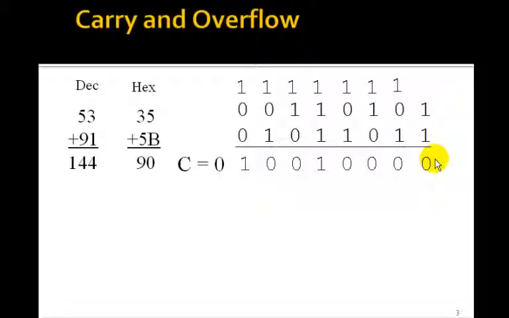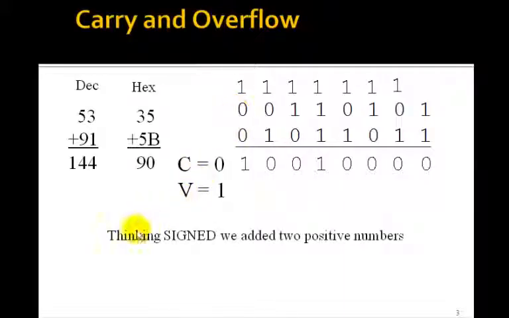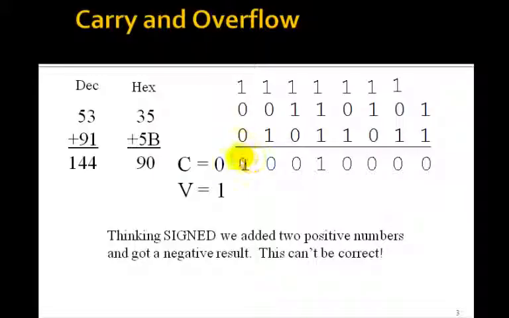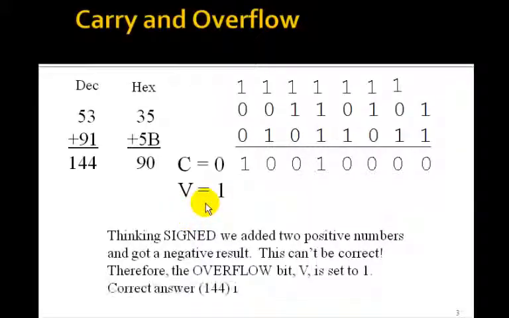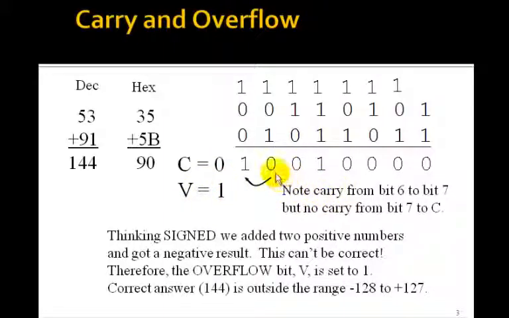But what about the overflow bit? Well, in this case, the overflow bit will be correct because look what we've done. Thinking signed, if we think of these as signed numbers, we've added 2 positive numbers. This number and this number, they're positive numbers. Sign bit is 0. And we got a negative result. Well, that can't be correct, so the overflow bit is set to 1. The correct answer, which is 144, is outside the signed range minus 128 to plus 127, and that's why you get the overflow bit set to 1. Now note that we had a carry from bit 6 to bit 7, but no carry from bit 7 to the carry, and any time that condition holds, the overflow bit will always be set to 1.